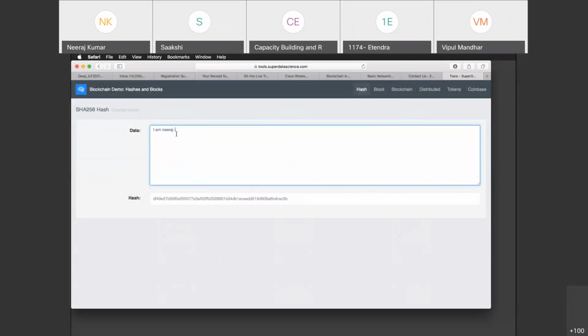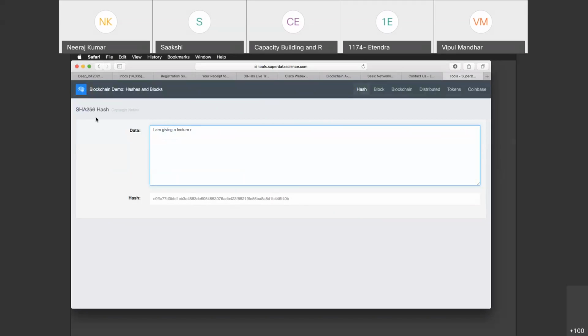This data is nothing but a value associated with a particular block, and if we change it, you can just visualize this. Let's say I write, I am giving a lecture, and you can check how this hash value has changed. If we change just one character, then you can see we have a different hash value in a particular block.